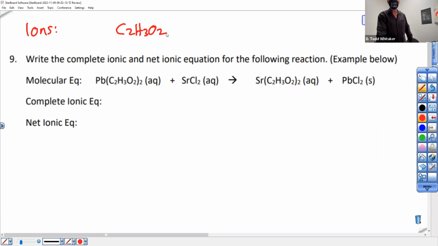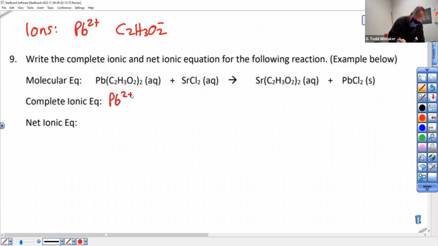It is balanced. But I do need the ions. It says I need an ionic equation. Right? So if C2H3O2 negative is the ion for acetate, and there's 2 of them, that's 2 negatives, correct? 2 of them will give 2 negatives. Lead must be 2 plus. You better write down lead 2 plus. So I did need my ion.